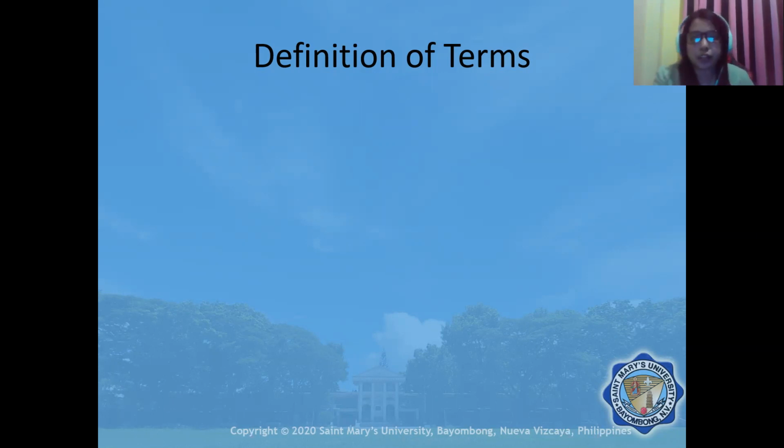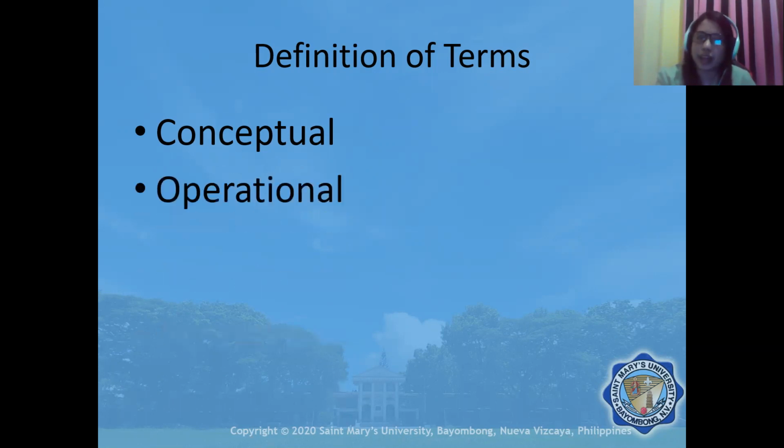This is also part of your chapter 1. In defining terms, they must be conceptually defined and operationally defined. Conceptual definition is the meaning or definition found in dictionaries, internet references, or other sources. For the operational definition, you define the term based on how it is used in the study.